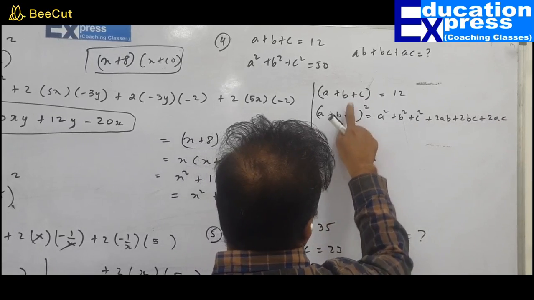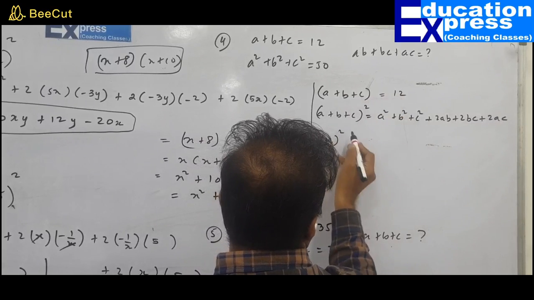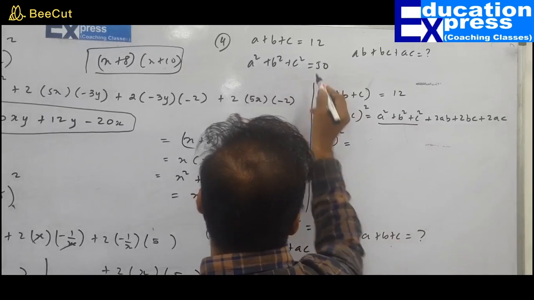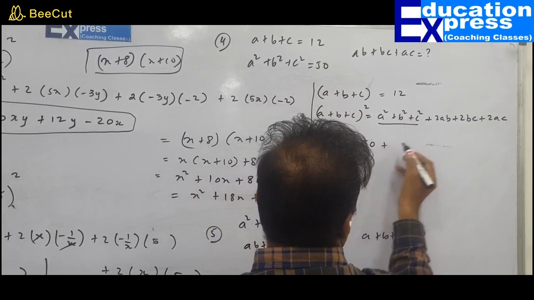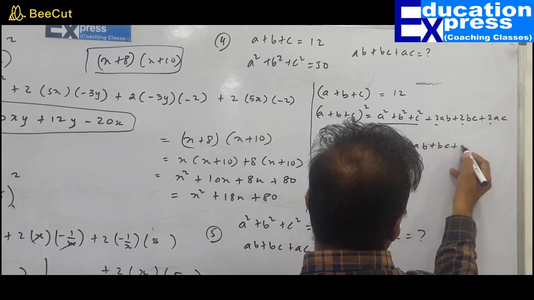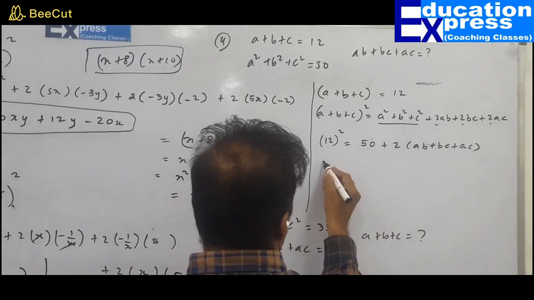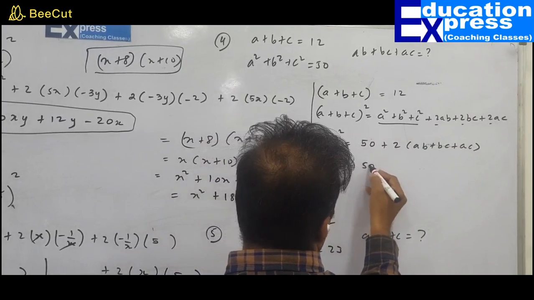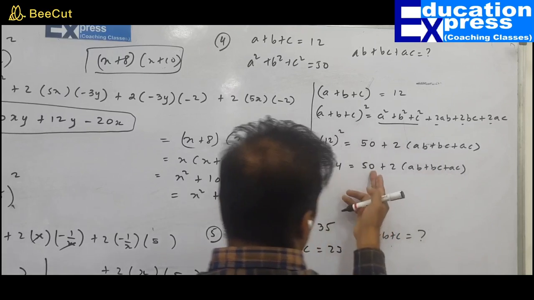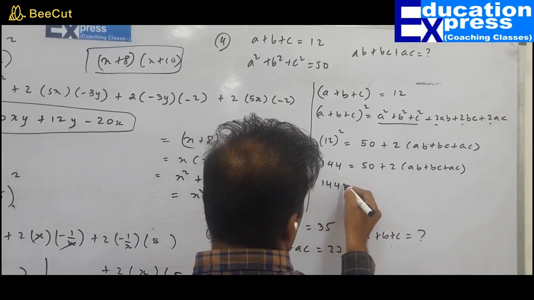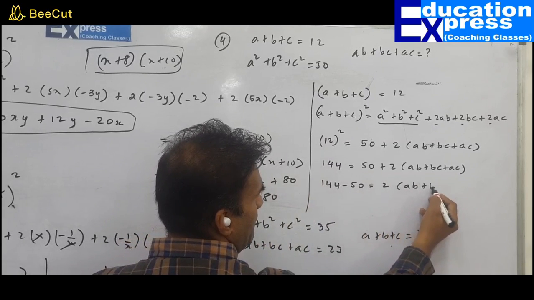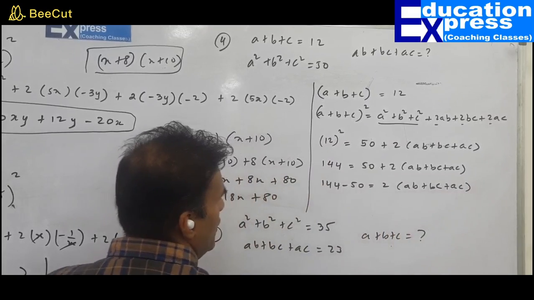In place of a plus b plus c, can I substitute 12? Yes, sir. So this becomes 12 square. What is the value of a square plus b square plus c square? It is already given to us, which is 50. Can I take 2 common outside? Very much. So what we get? ab, bc, ac. So 144 equals 50 plus 2 times ab, bc, ac. Shift this 50 on this side. 144 minus 50 equals 2 times ab, bc, ac. What do you get over here?